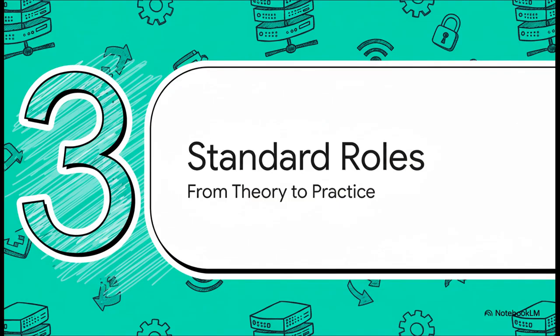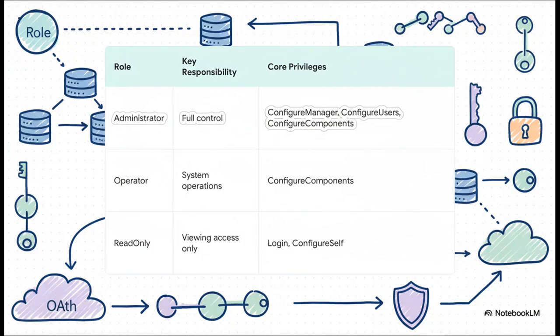Now that we've got the theory down, user, role, and privilege, let's see how Redfish actually uses this in the real world. In Section 3, we're going to look at the standard out-of-the-box roles that you'll run into. So right out of the box, Redfish gives us these 3 standard roles you'll find pretty much everywhere. And the magic word here is consistency. It doesn't matter if it's a server from vendor A or vendor B.